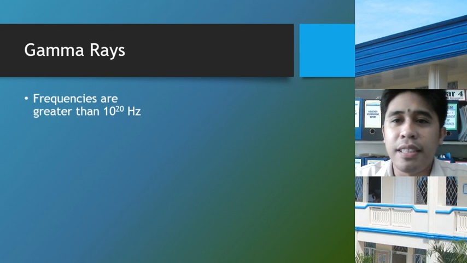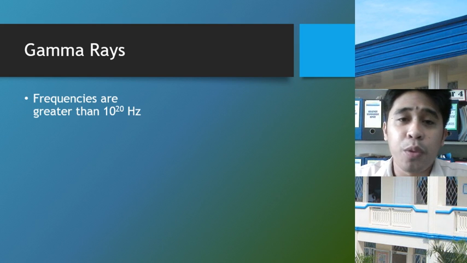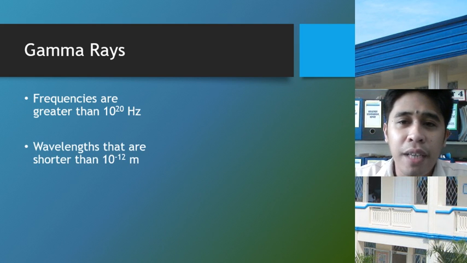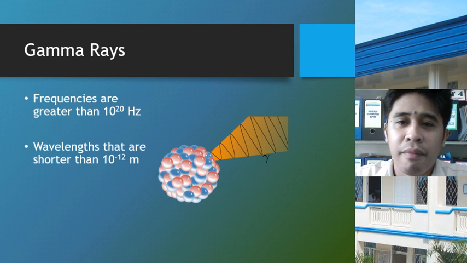The wave frequencies of gamma rays go beyond 10 to the power of 20 Hertz, and its wavelengths are very small, shorter than 10 to the power of negative 12 meter.